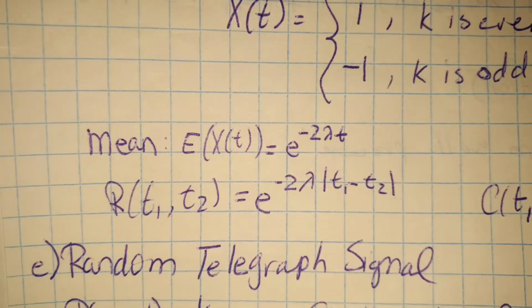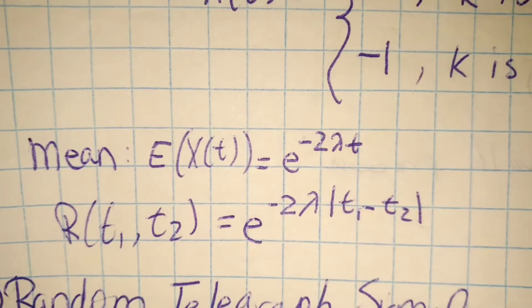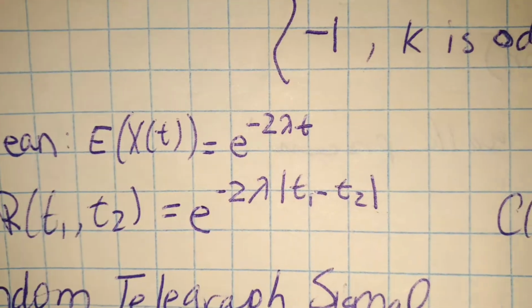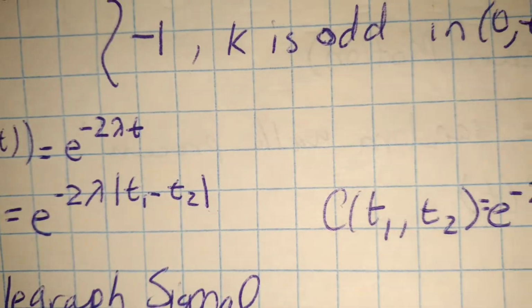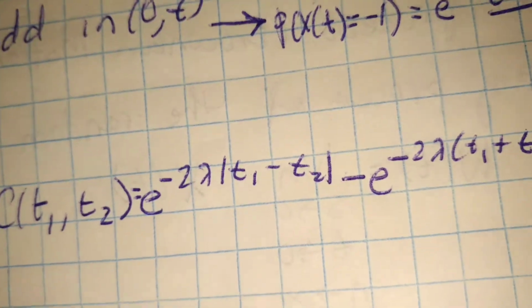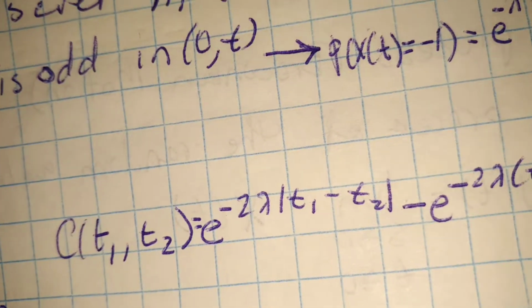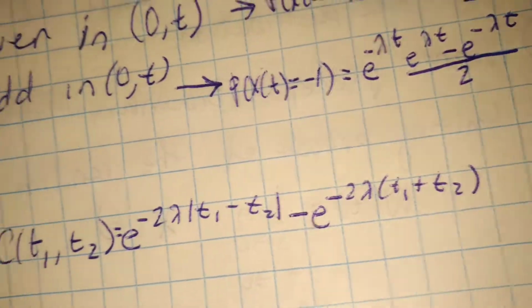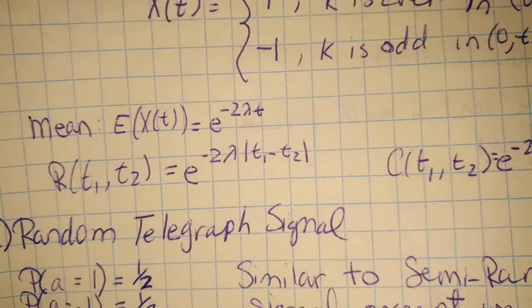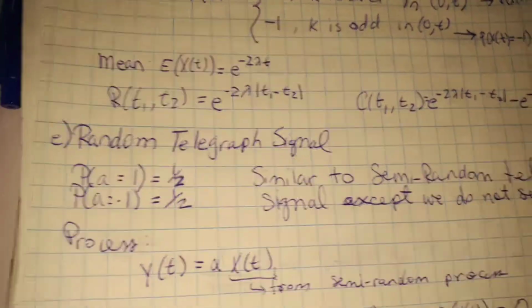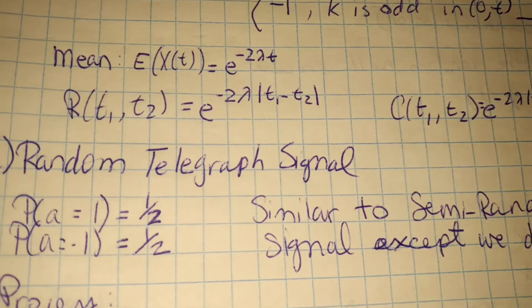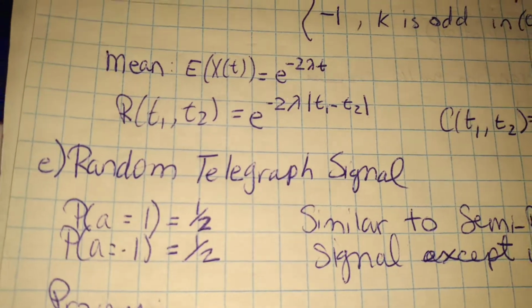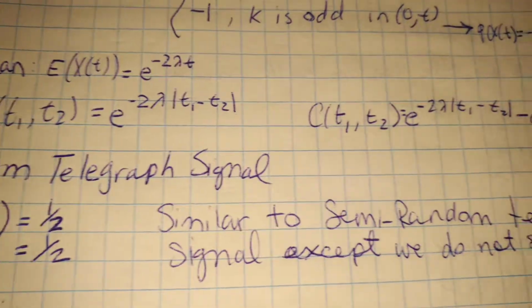And then the mean of the semi-random telegraph signal is e^(-2λt), and the autocorrelation is e^(-2λ|t1 - t2|), and the covariance is equal to e^(-2λ|t1 - t2|) minus e^(-2λ(t1 + t2)). The random telegraph signal is very similar, except the probability of A being equal to 1 is also equal to the probability of A being equal to -1, which is 1/2.